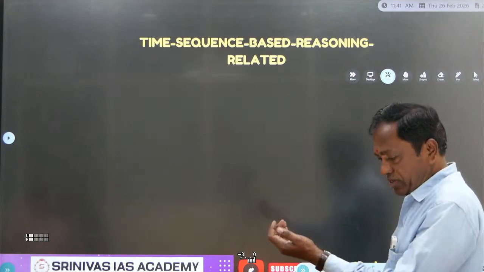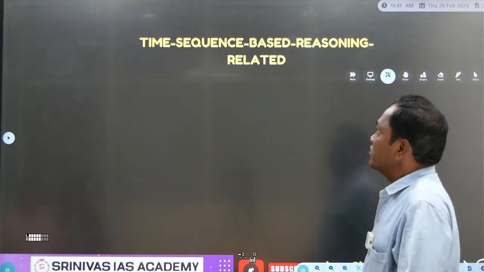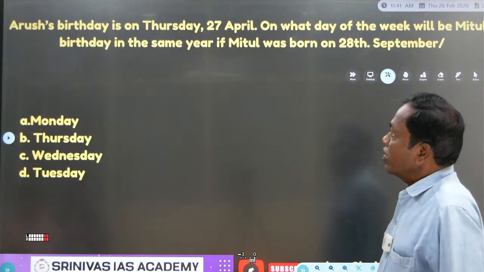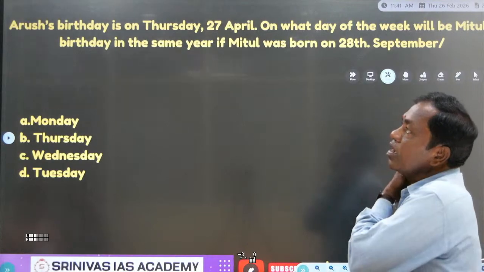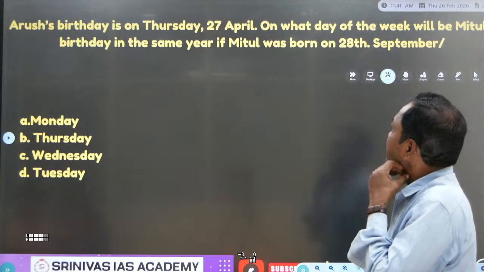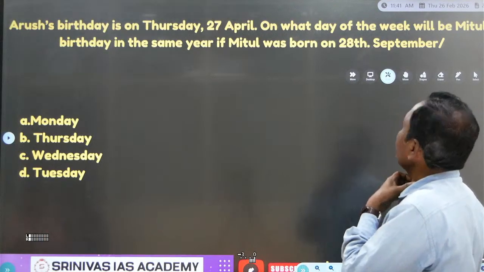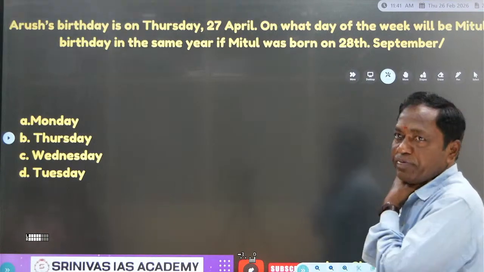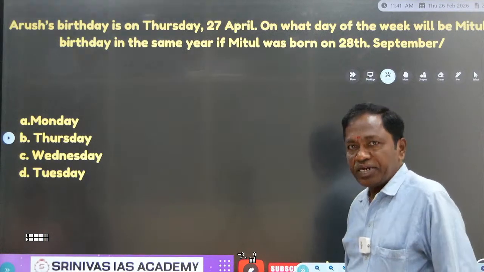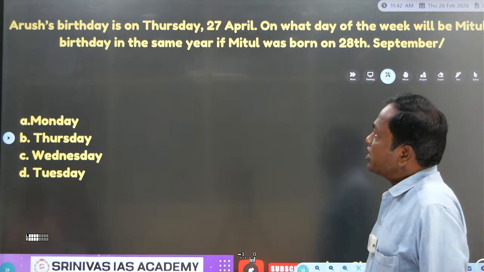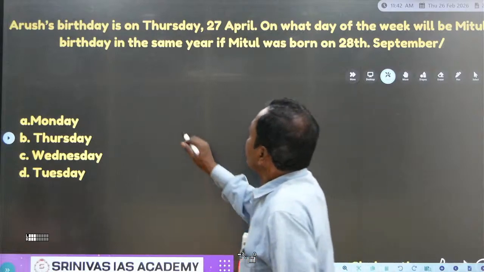Now this is the time sequence related problem. Arush's birthday is on Tuesday, 27th April, and what day of the week will be Mithil's birthday in the same year if Mithil was born on 28th September? This is related to the calendar also.